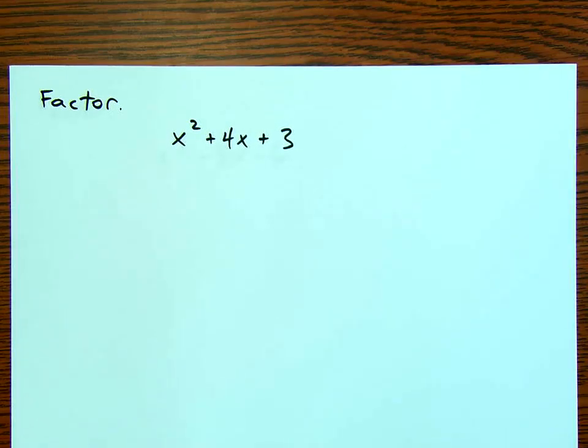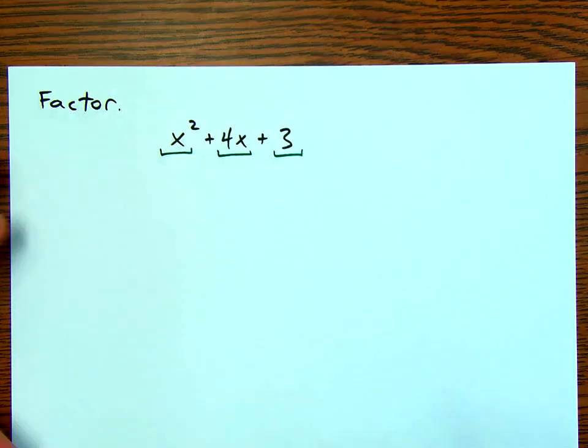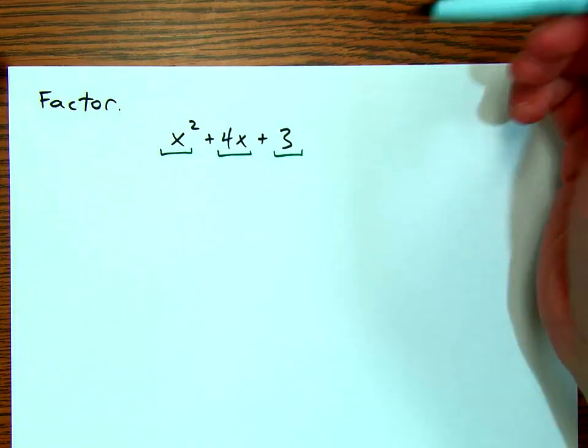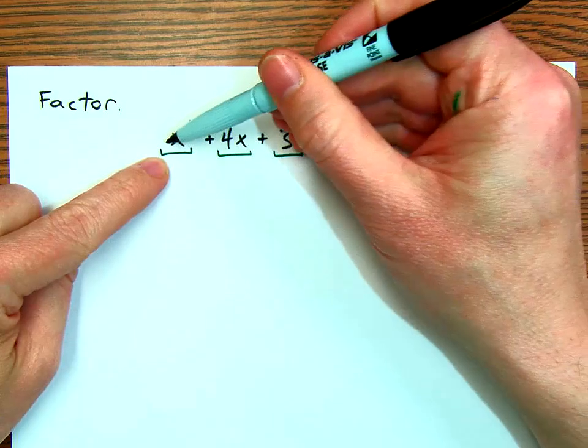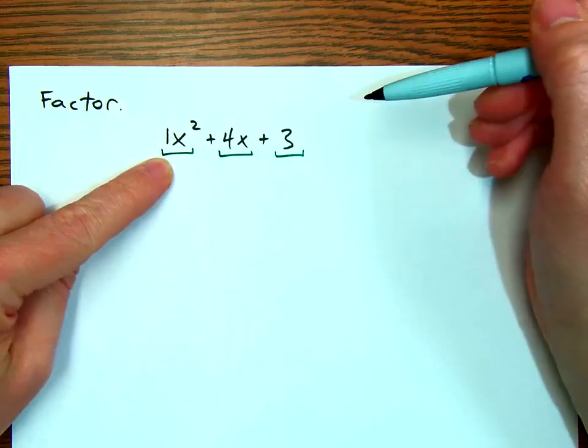Okay. So again, we're looking to factor. I'm just going to identify the terms here. I have 3 terms. I still want to look for a greatest common factor. I don't want to lose this. This is important. Okay. Now, there is just 1x squared here, if we want to consider that.